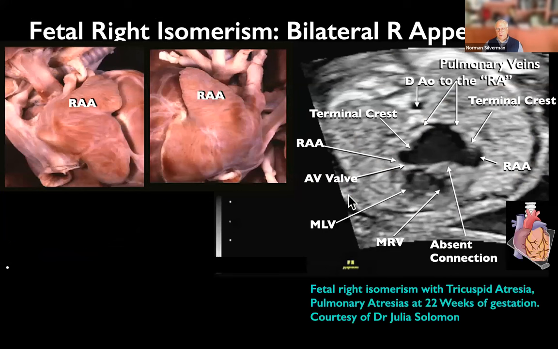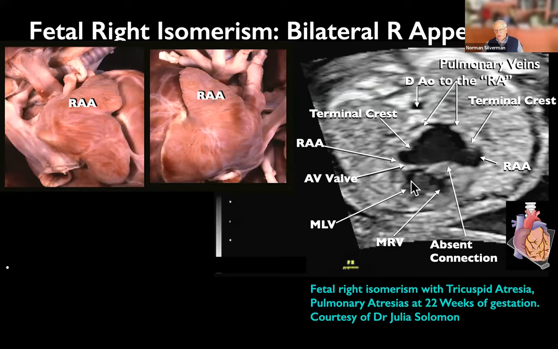And here is an example in a fetus of right isomerism. So the appendages have pretty much similar appearance. They are fairly broad-based. There are terminal crests bilaterally. I'll let you move on this. This is the right side of the fetus. This is the left side of the fetus. There is an absent connection of this side, which is one of the features of right isomerism.